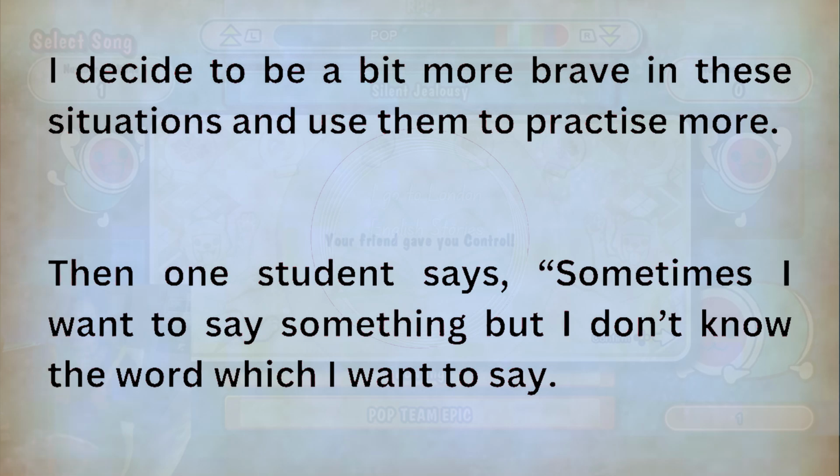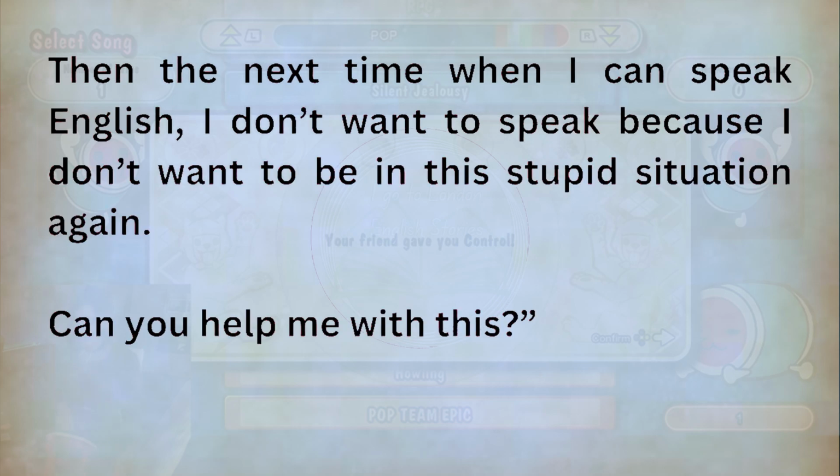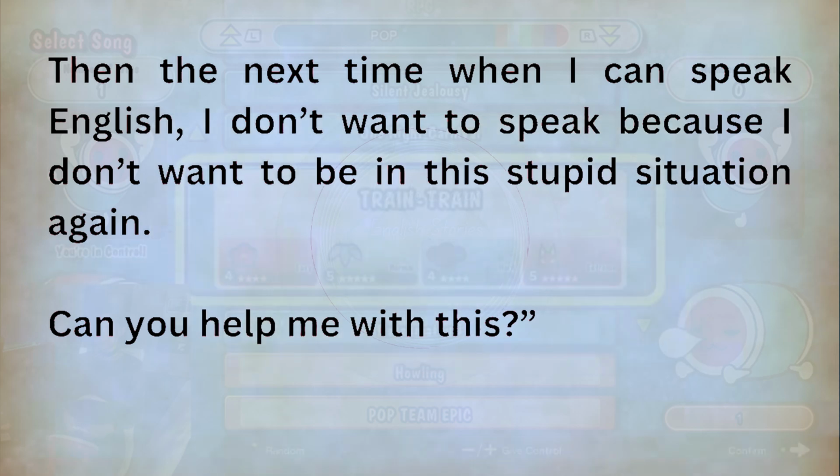Then one student says, "Sometimes I want to say something, but I don't know the word which I want to say. Then I stop and I don't know what to do. In these situations, I feel very stupid. Then the next time when I can speak English, I don't want to speak because I don't want to be in this stupid situation again. Can you help me with this?"